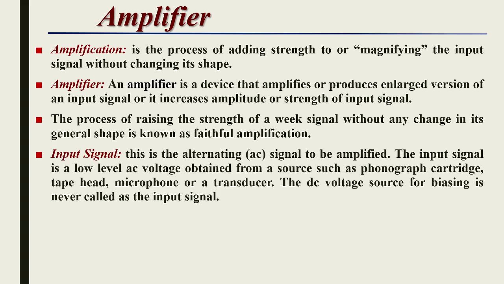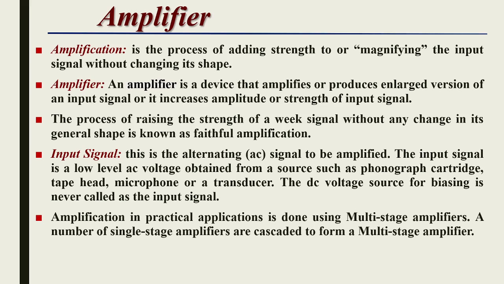And the input signal applied to this amplifier is nothing but the alternating or AC signal to be amplified. The input signal is a low level AC voltage obtained from a source such as a phonograph cartridge, tape head, microphone, or from a transducer. And the DC voltage source which is applied for biasing is never called the input signal.